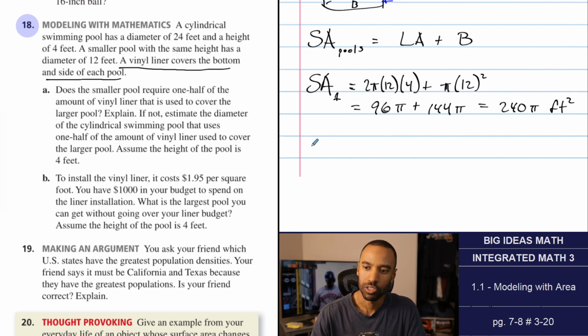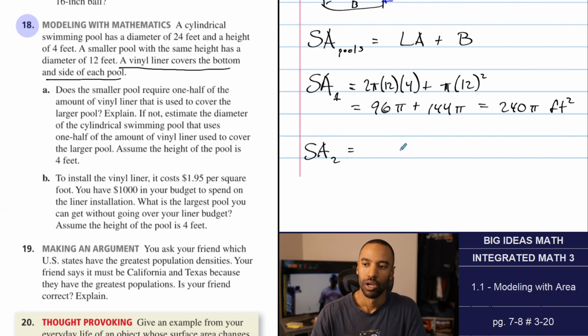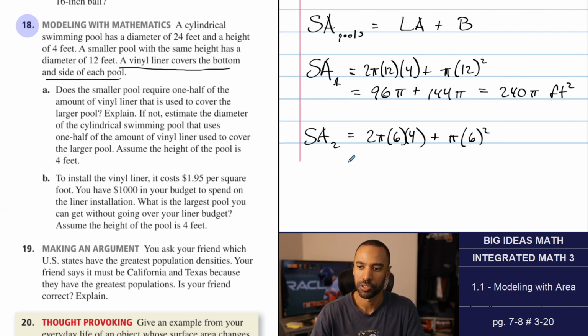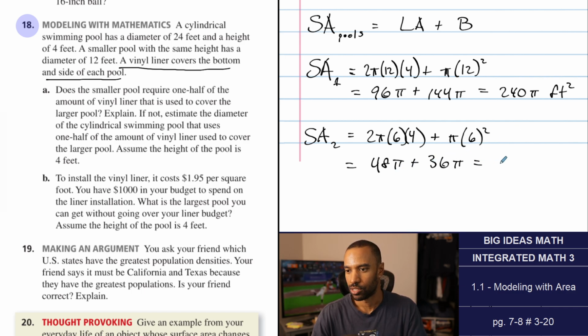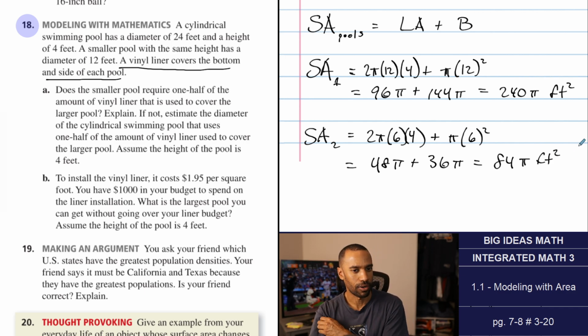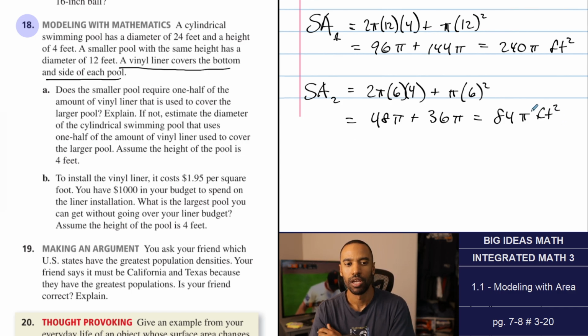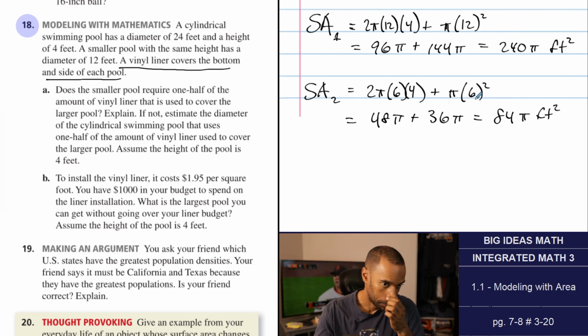Surface area of the second one, we're going to be doing 2 pi, its radius was 6, that height is still 4, and then pi times the radius 6 squared. Let's see how this one compares. So 6 times 4 is 24, times 2 is 48, so 48 pi plus 36 pi, which is 84 pi square feet. So when it comes to comparison, it says, does a smaller pool require half the amount of vinyl liner used to cover? No, it does not.